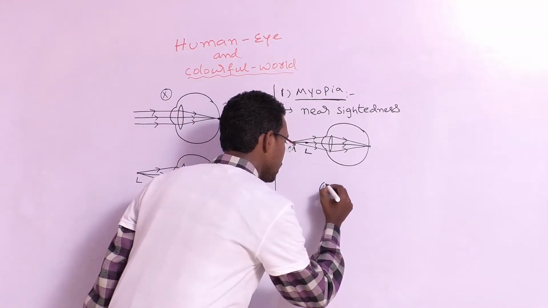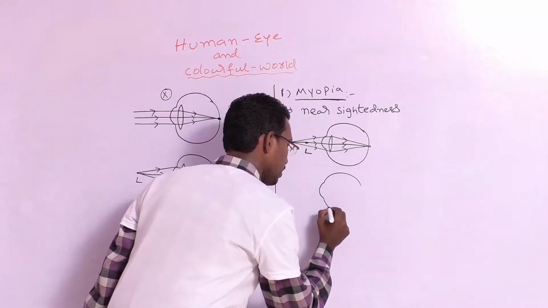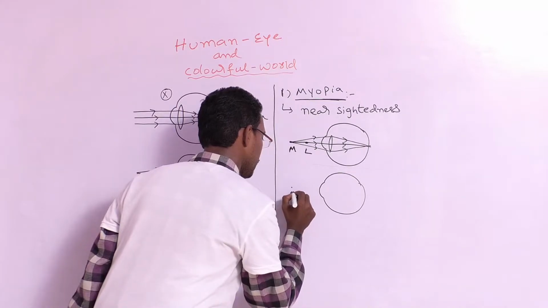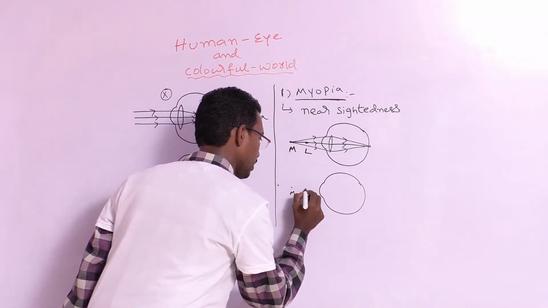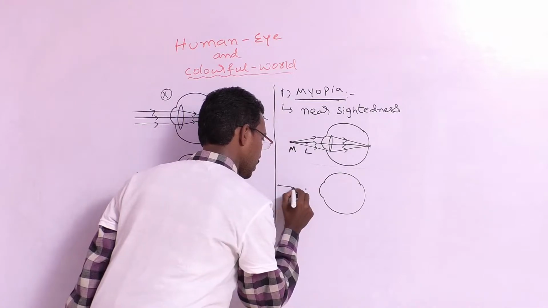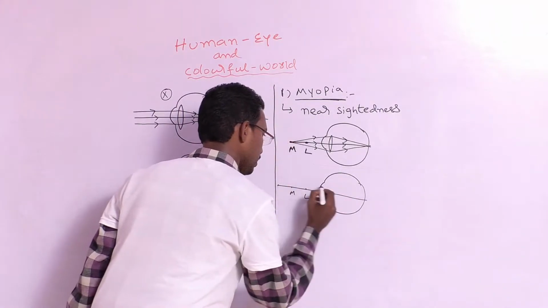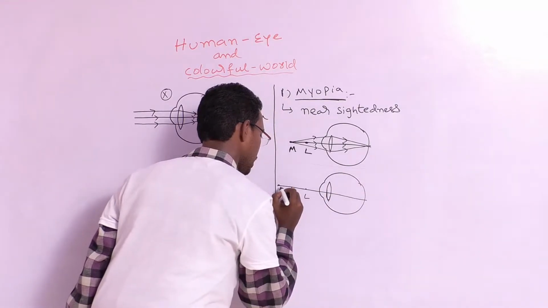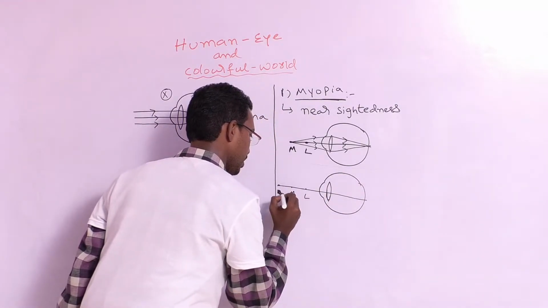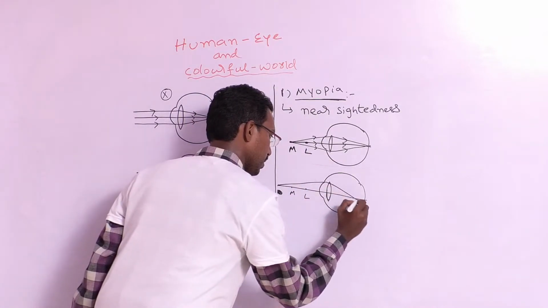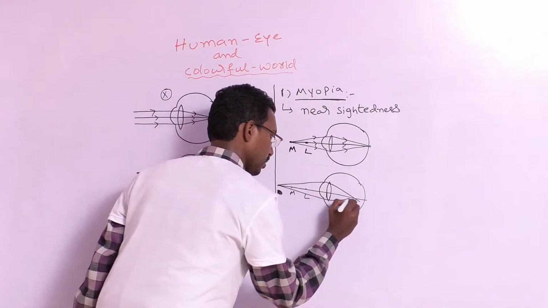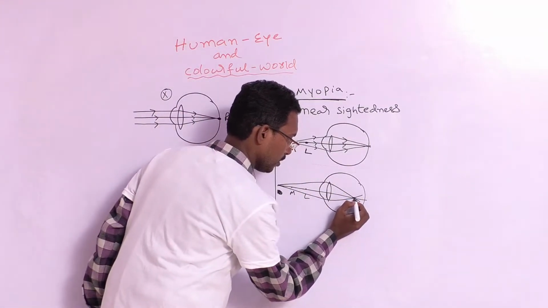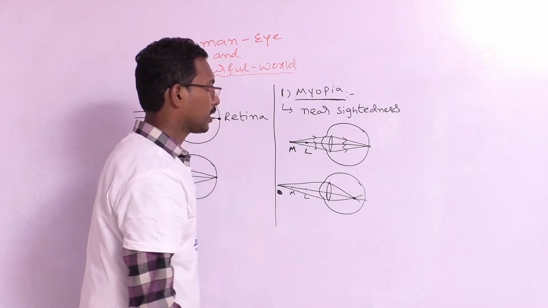Why? Because let us see. If this is M and the object is here, the light rays, the formation of image, will happen somewhat in front of the retina. So this one is the defect. I hope it's clear.